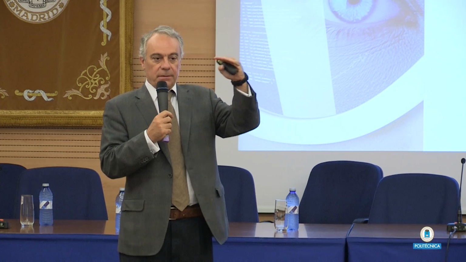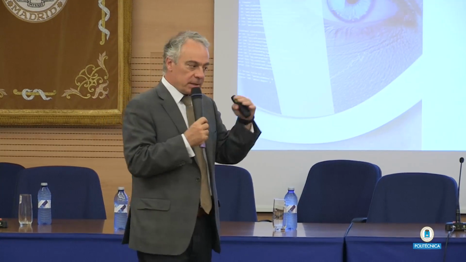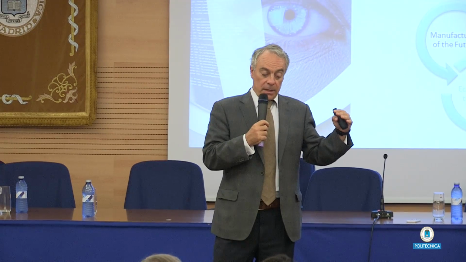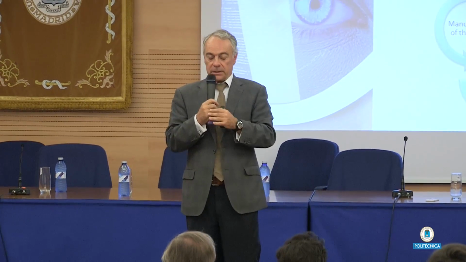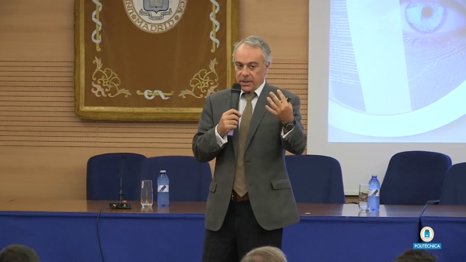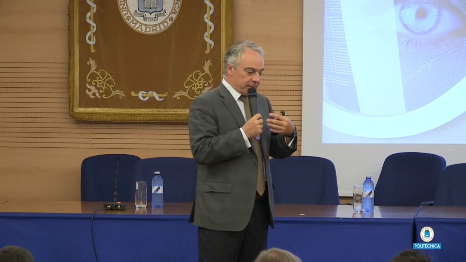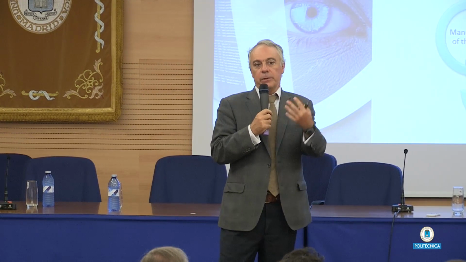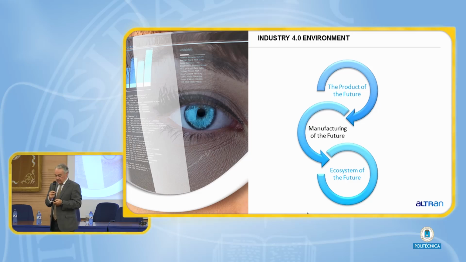So we have the product, we have the way we produce the product, and then we have the smart ecosystem. The smart ecosystem includes the whole supply chain, okay, from our suppliers to our customers and the way we interact with those customers, right? So these 3 layers, which take into account the impact of technology on those 3 layers, represent what we call the ecosystem of Industry 4.0. And we will be focusing a little bit more on manufacturing, okay?